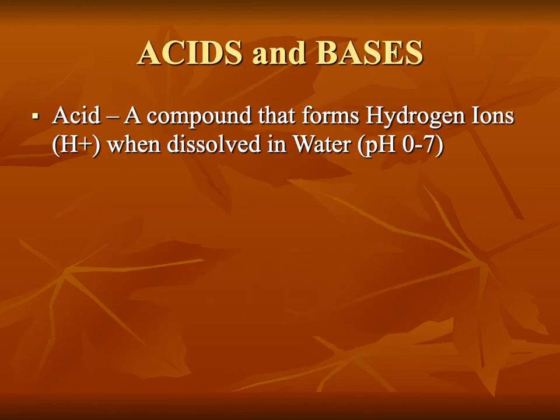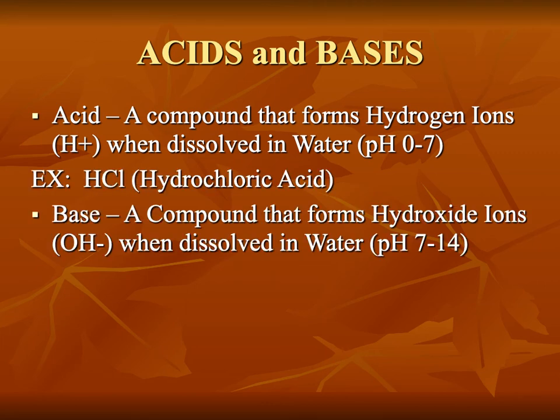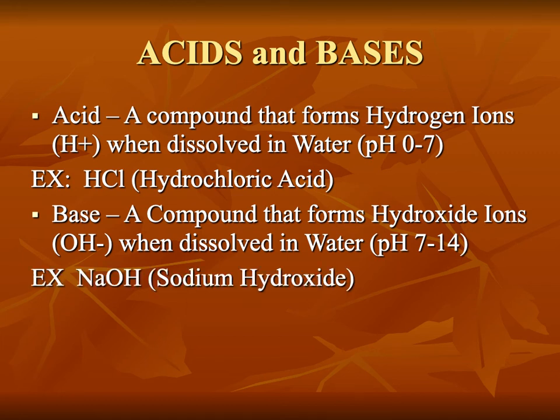Acids and bases: a compound that forms hydrogen ions, giving off hydrogen into water, is called an acid. A base is something that gives off hydroxyl ions, OH, when dissolved in water. Bases have a pH between 7 and 14, and acids have a pH between 0 and 7. An acid example is hydrochloric acid. A base example is sodium hydroxide.